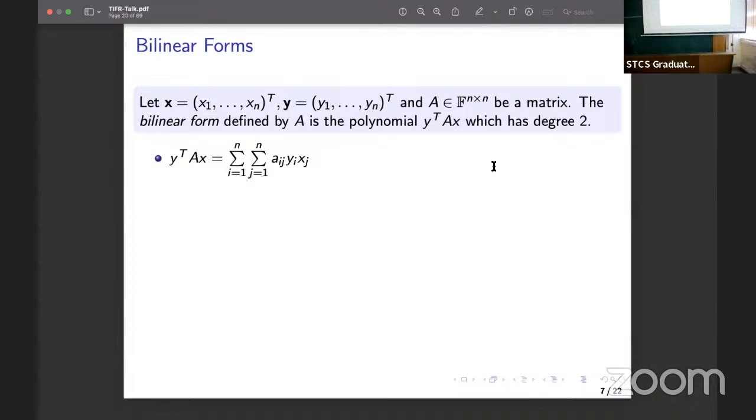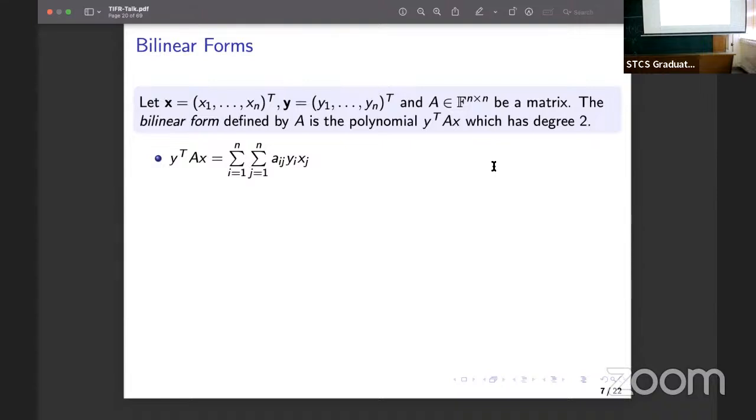So you have two sets of n variables. One is a set of n variables y1 to yn, and then there is a matrix A, which is n cross n, and then there is a column vector x1 to xn. So it's y transpose Ax. So it's a degree 2 polynomial. x and y are vectors of variables, and A is an n cross n matrix.